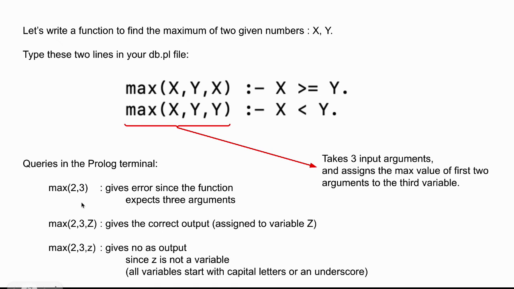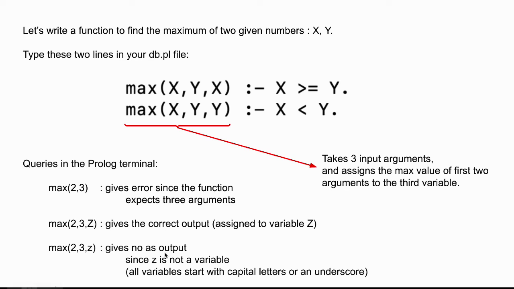If you have done this, max of 2 comma 3 will give you an error. Why is that so? Because the function is expecting 3 arguments, whereas you have given it only 2 arguments. This one gives the correct output, and the answer, which is 3, is assigned to the variable Z.